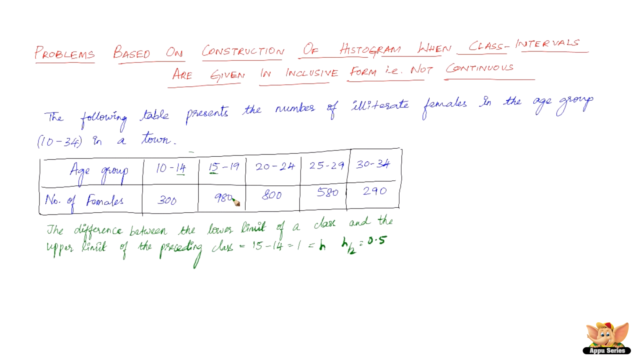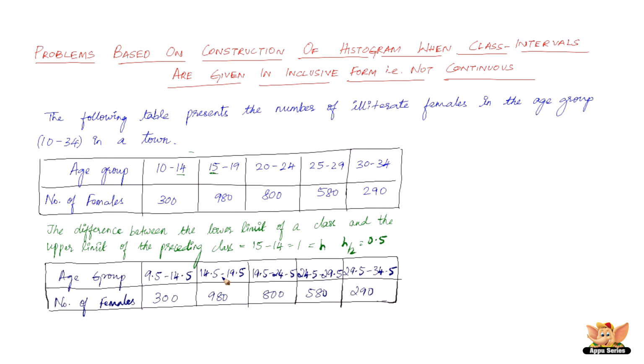So all that we have to do is subtract 0.5 from 10 and add 0.5 to 14. So subtract 0.5 from 15 and add 0.5 to 19. Subtract 0.5 from 20 and add 0.5 to 24, and so on. So this is going to make it a very continuous kind of data representation. So here it is, the converted data. So once we've done this, it is a cakewalk to construct a histogram, as we've been doing for the past few videos.